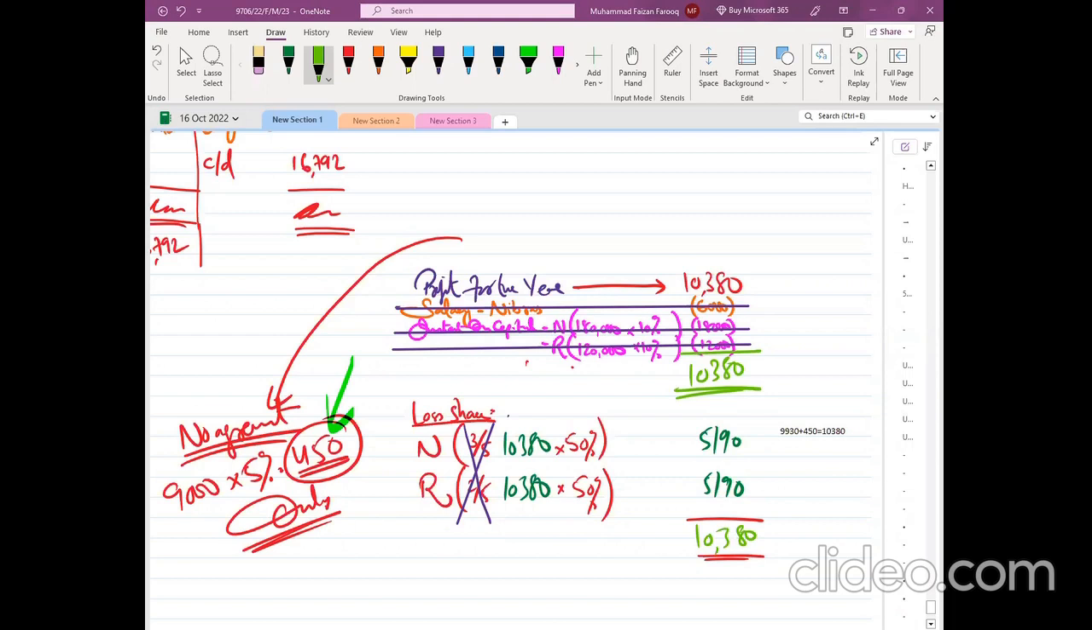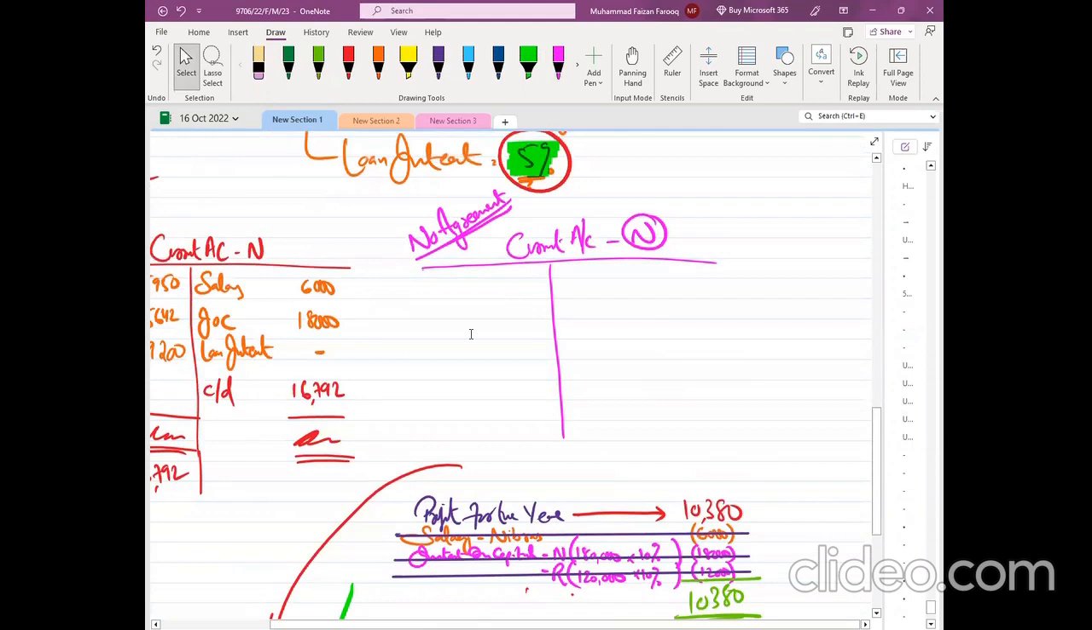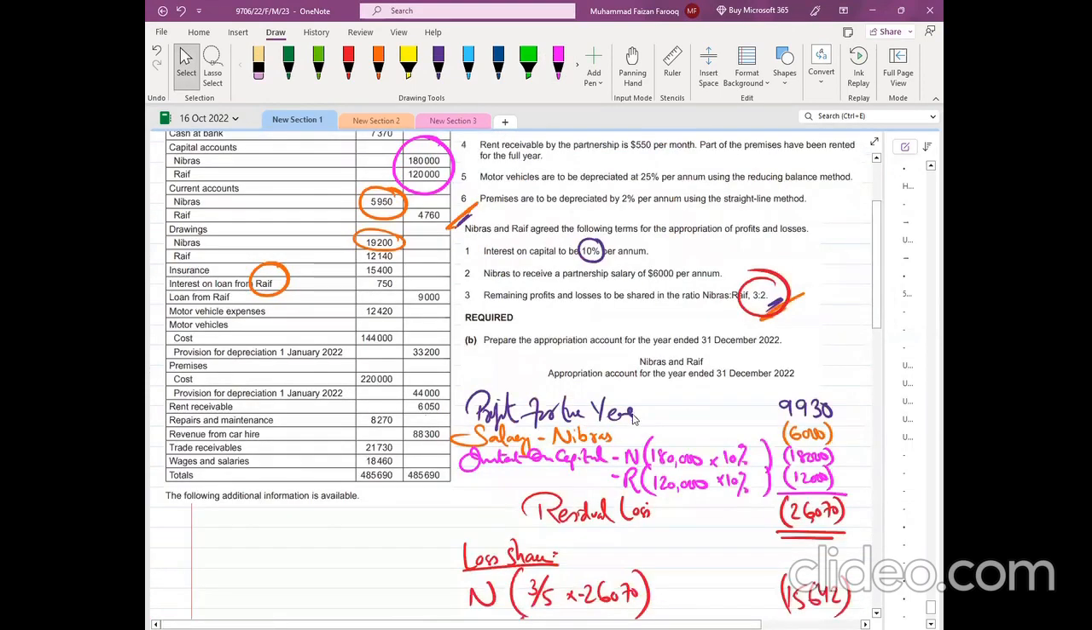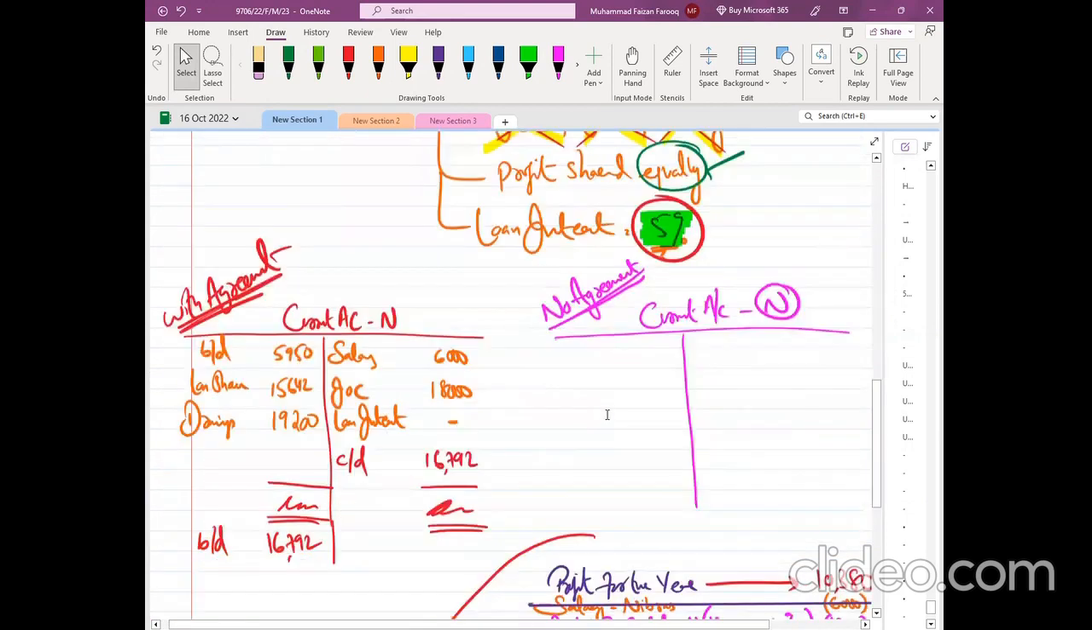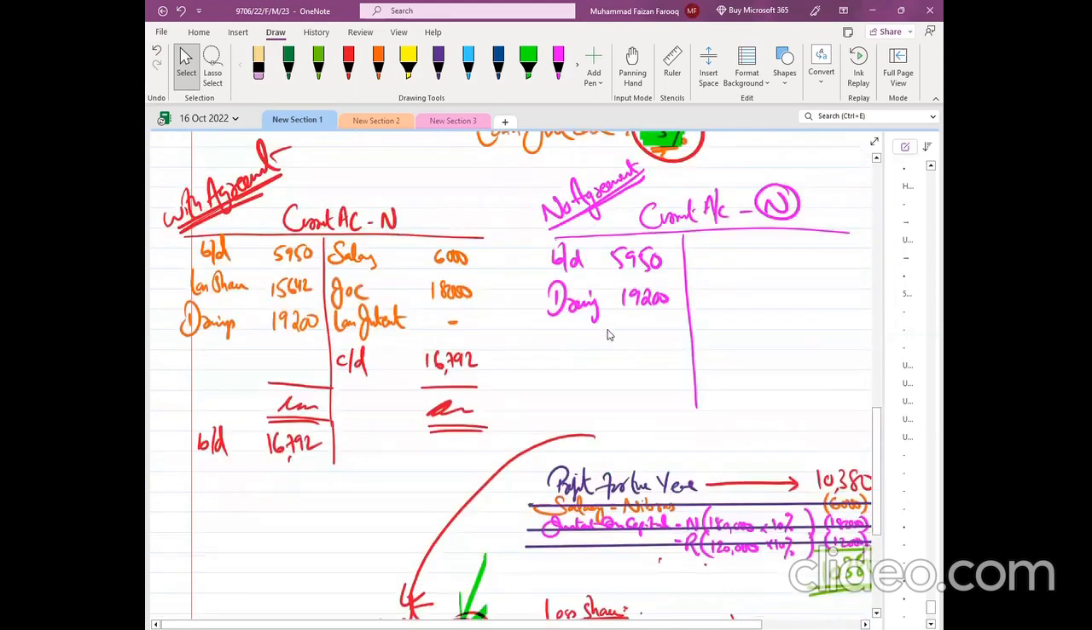Okay. Now, if there is no agreement, the current account will be presented for Mr. Nibras. The current account for Mr. Nibras, DD was there, 5950. Drawing will remain 19200. No salary, no interest on capital. There is no loan interest for Nibras. And loss share 5190, right?